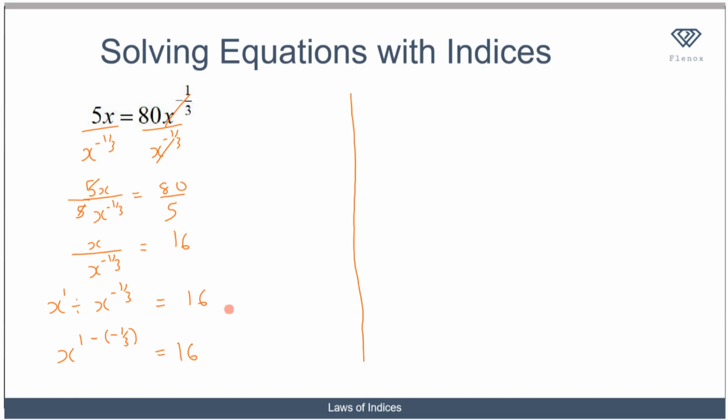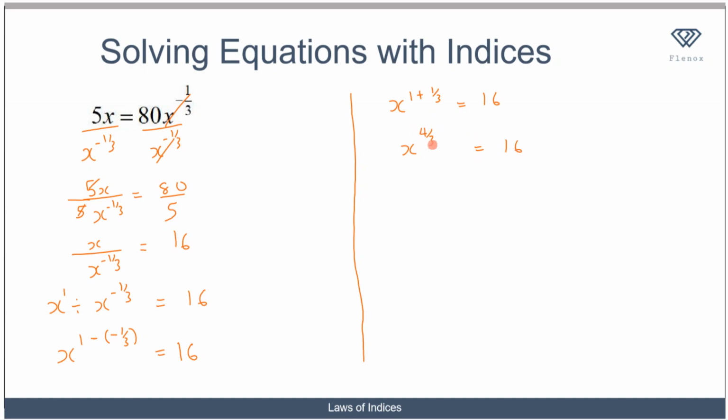So we know that minus times minus is plus, so we're left with x to the power of 1 plus 1 over 3 equals 16. So what does this give me? This gives me x to the power of 1 plus 1 over 3, which is 4 over 3, equals 16.